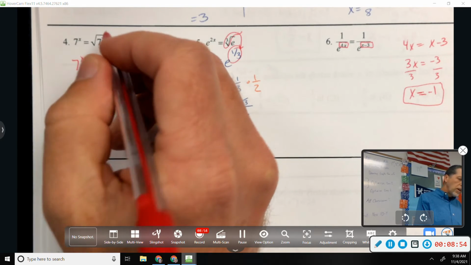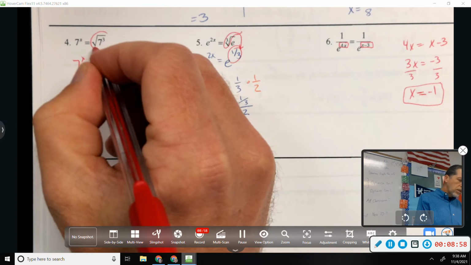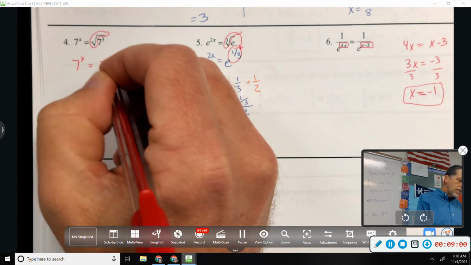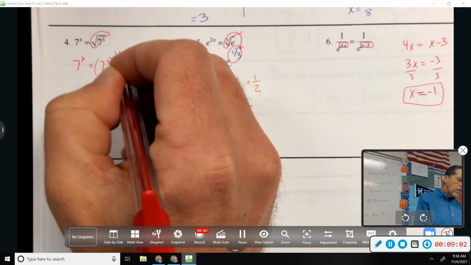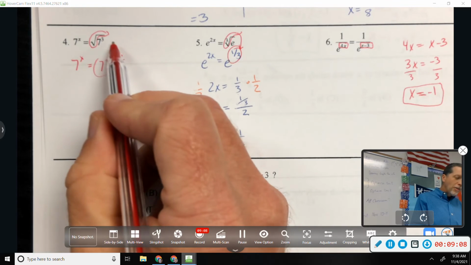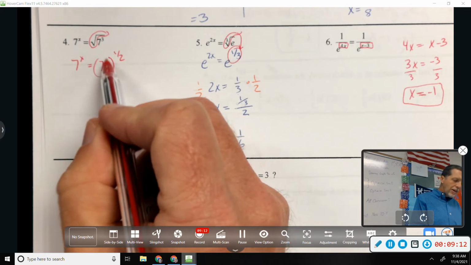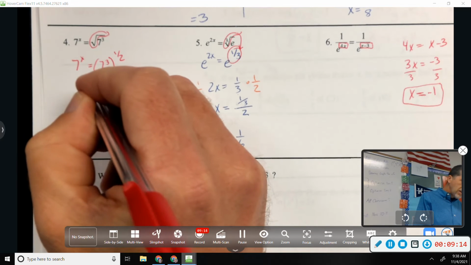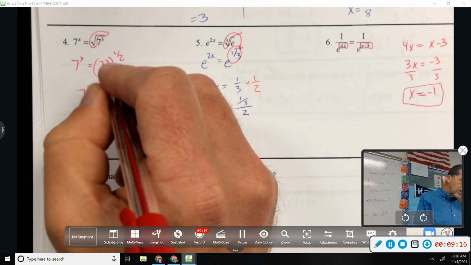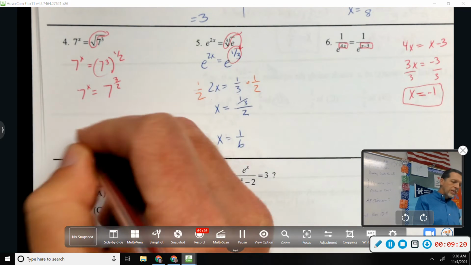4 throws people off because there's a 3 and a square root. How do I rewrite 3 to the 1/2? I'm going to show the extra step. It does turn into 3 over 2. Right, you got flower power. The root grows in the bottom, the flower power grows in the top. So 7 to the x equals, and then power to a power we multiply. So x equals 3/2.